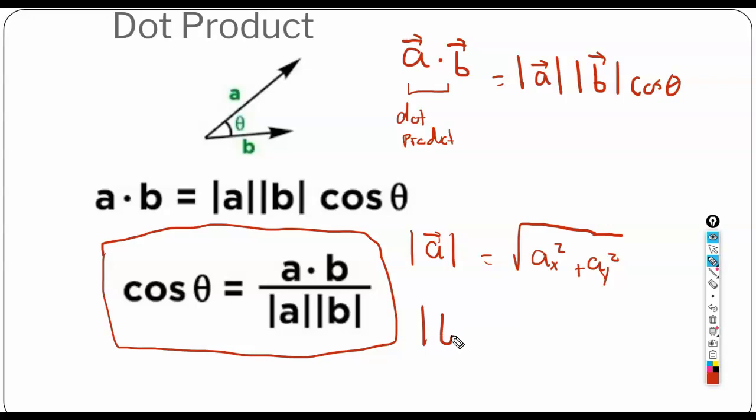And likewise, the magnitude of vector B would be equal to the square root of bx squared plus by squared. Okay, and we've done that in past units where we found the magnitude of a vector given the components. Okay, so that's just to get us started.